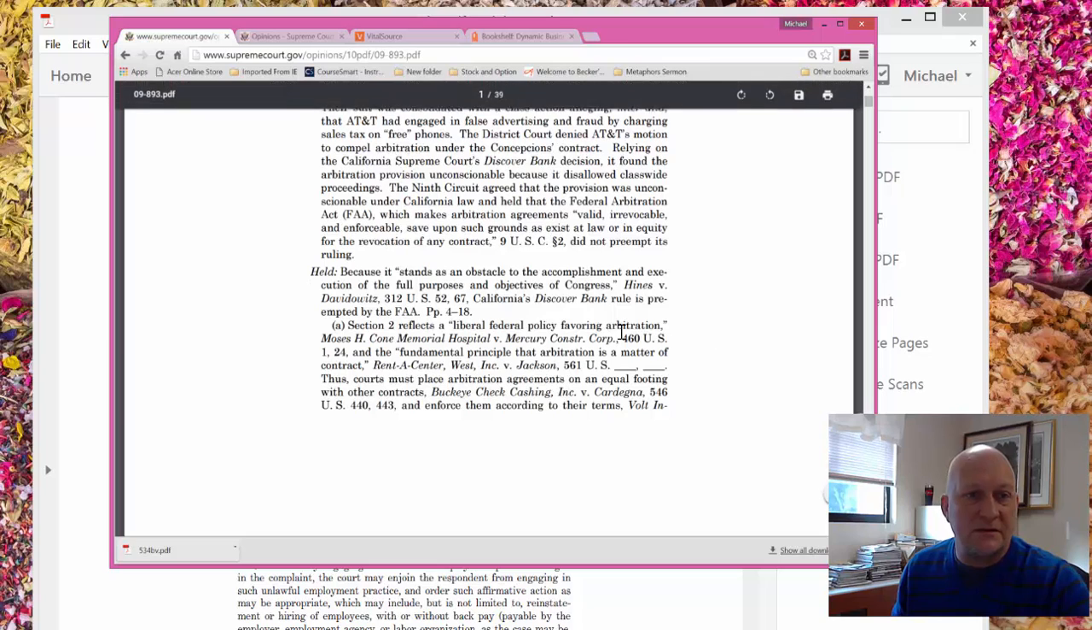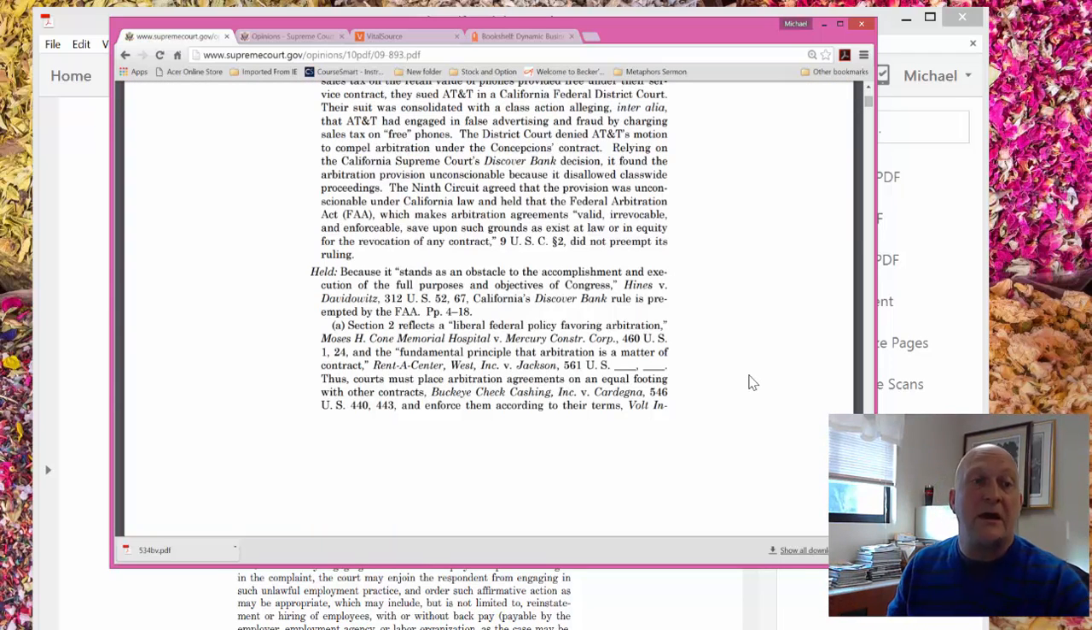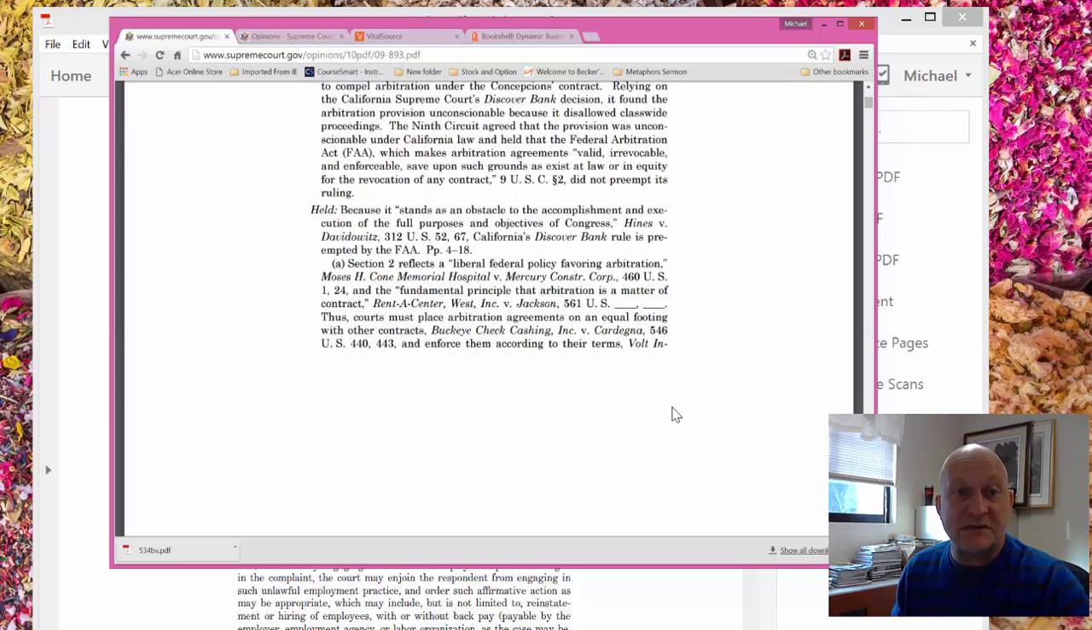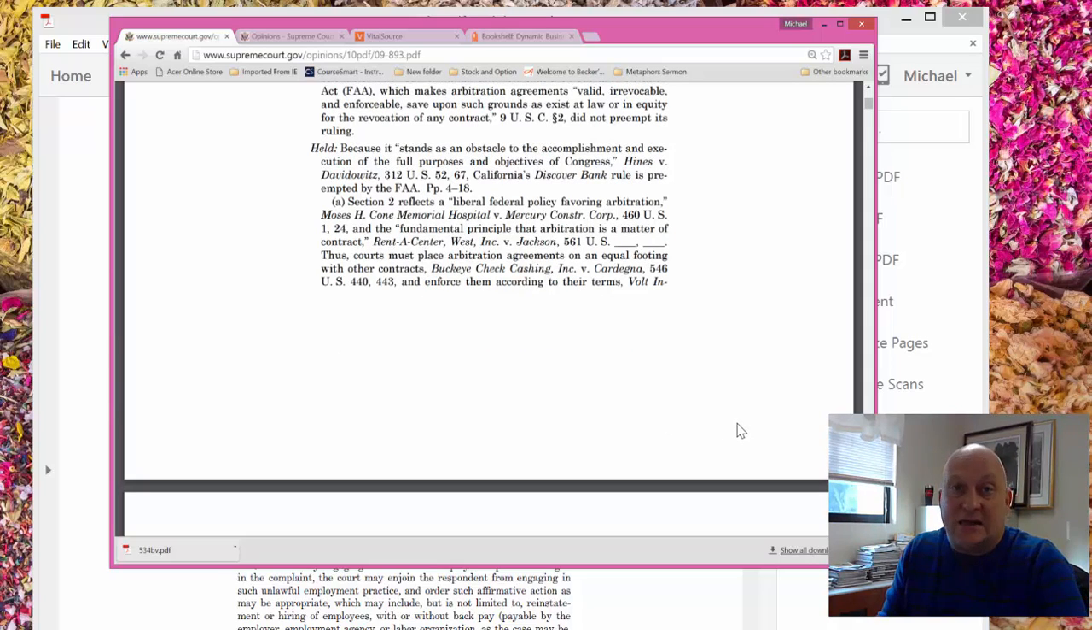And so in this case here, Moses Memorial Hospital, that's where that quote came from. "Liberal federal policy favoring arbitration" is a direct quote from that case. And you're going to see it over and over and over again, that cases, precedents, prior cases are cited within a current opinion. And that's because that's how we get the common law. That is the so-called common law in the United States. The common law is developed over time as the courts make decisions on cases.